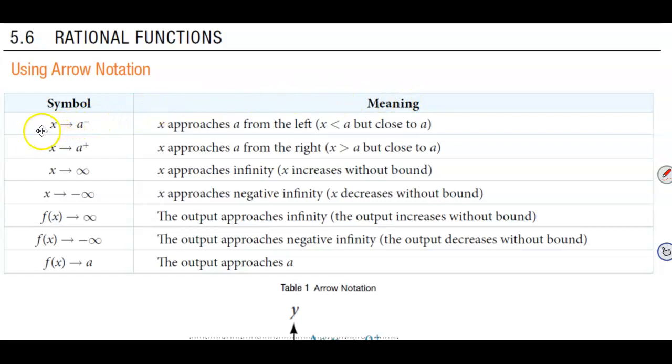The first one, x approaches a from the left. X less than a, but close to a. So the minus sign in the top part of the a represents that it's from the left. The next symbol is x approaches a from the right, meaning that x is greater than a, but close to a.